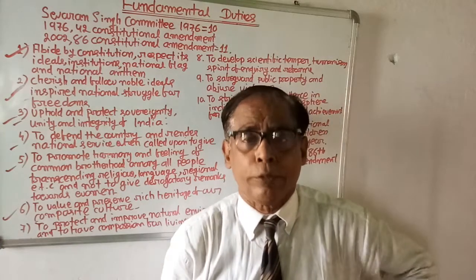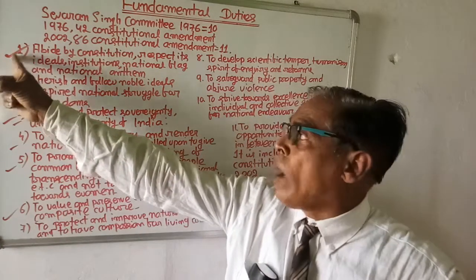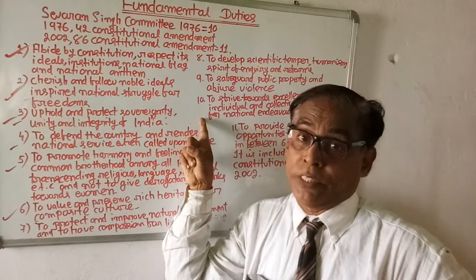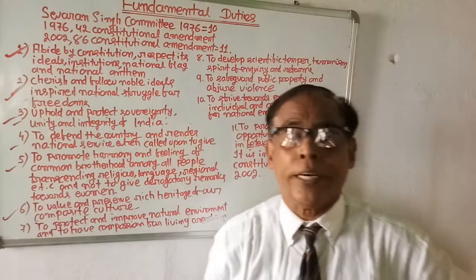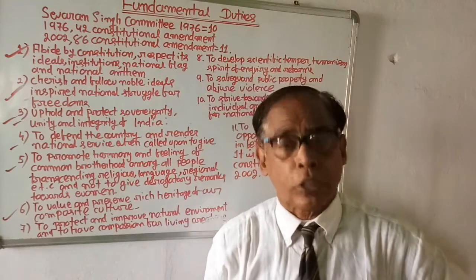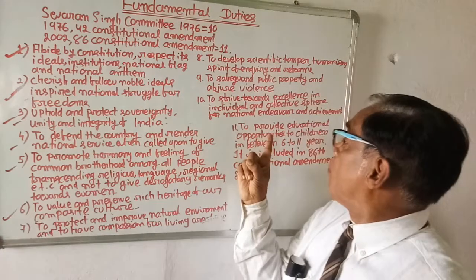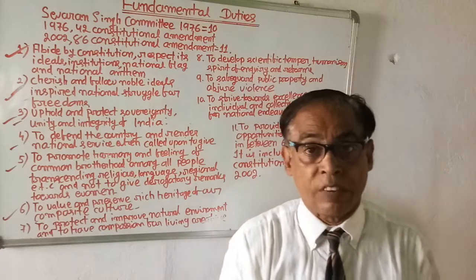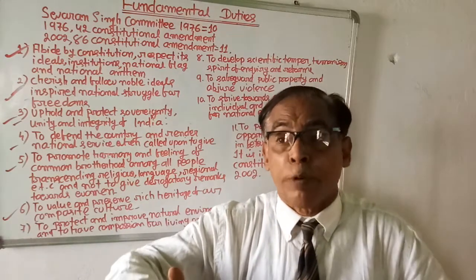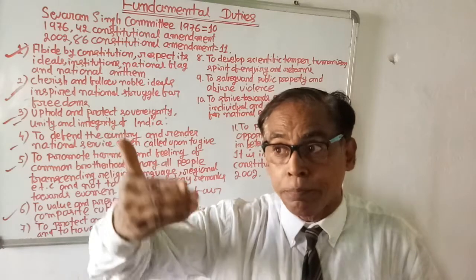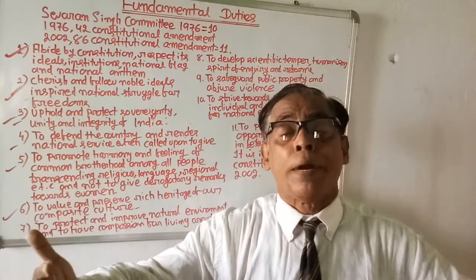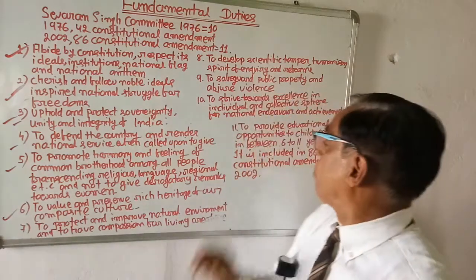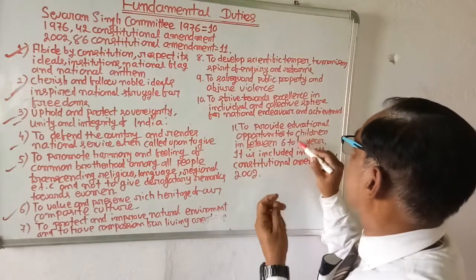And the last fundamental duty. Fundamental duties 1 to 10 were included in the 42nd Amendment, 1976. But the last one was included in the 86th Constitutional Amendment 2002. The last one is to provide educational opportunities to children between 6 to 11 years. It means it must be the duty of Indian parents to look after the educational development of their children ranging from 6 to 14 years. From 6 to, not 11, 6 to 14 years.